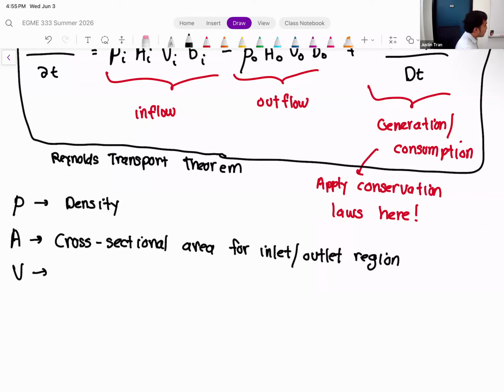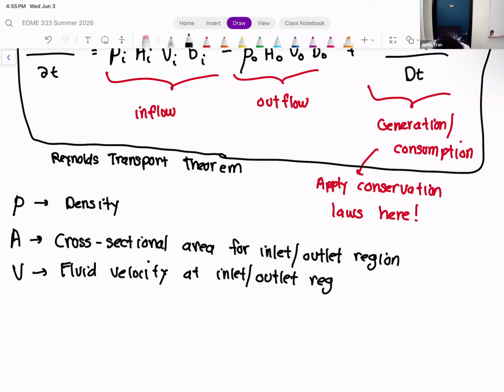V here is the velocity. That's the velocity of the fluid carrying our quantity into the control volume or out of it, and in general that can also be different at the inlet and outlet. So the only one we technically assume is the same most of the time at inlet and outlet is the density, but the cross-sectional area and velocity can be different. You'll see that once we start to do examples, and we'll probably do some tomorrow after the midterm.